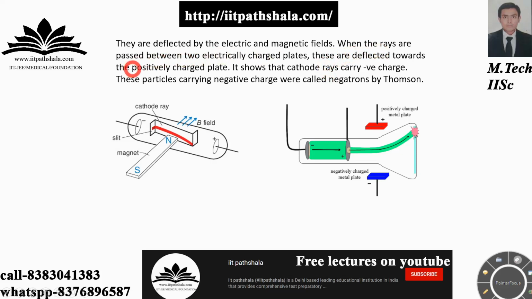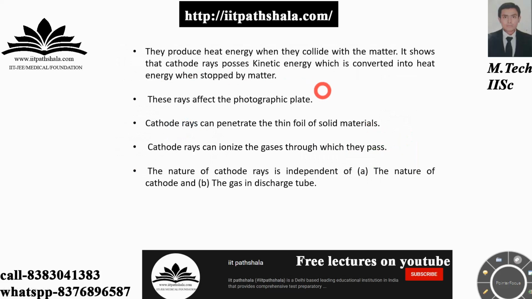When the rays are passed between two electrically charged plates, they are deflected toward the positively charged plate. It shows that cathode rays carry a negative charge. These particles carrying negative charge were called negatrons by J.J. Thomson.